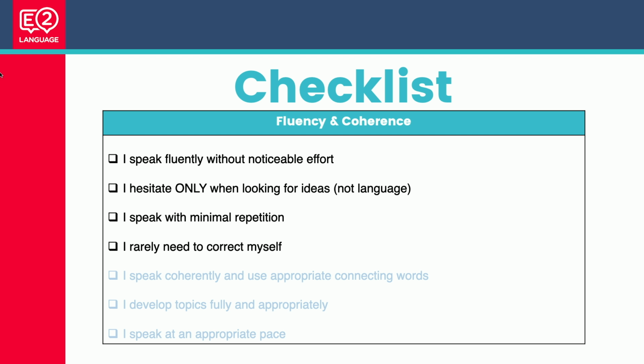As you listen back to your recording, go through these points related to fluency. Give yourself a tick or a point if you think you did it. First one is I speak fluently without noticeable effort. Did you do that? I hesitate only when looking for ideas, not language. I speak with minimal repetition, and I rarely need to correct myself. If you gave yourself a tick for all of those, well done, you're on track for a band 7, 8, or 9.